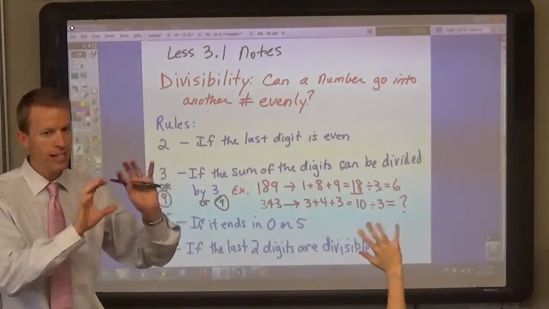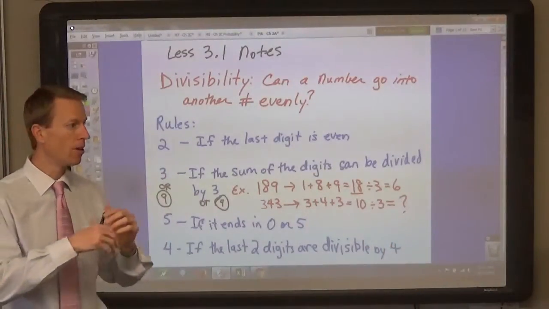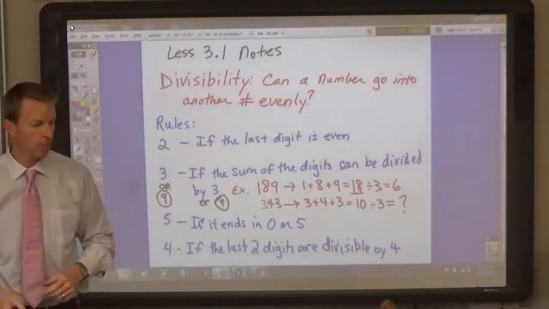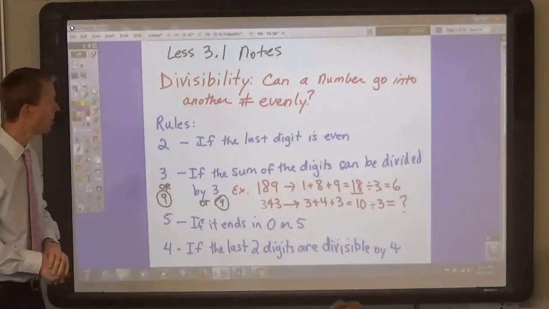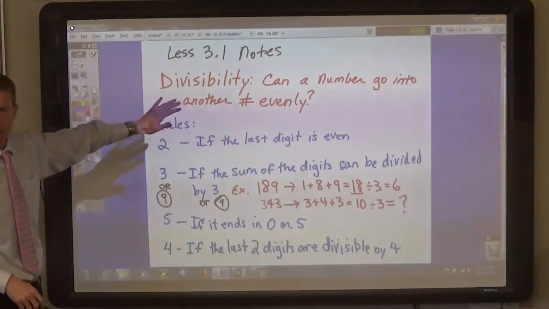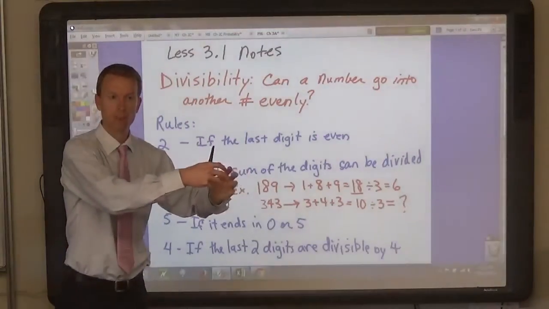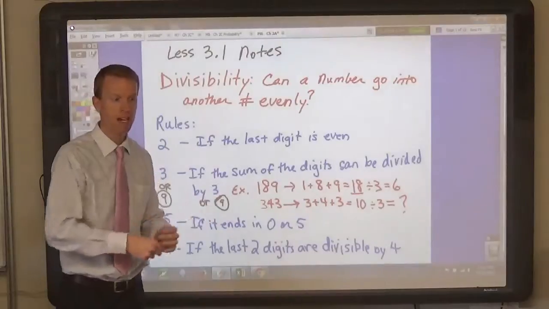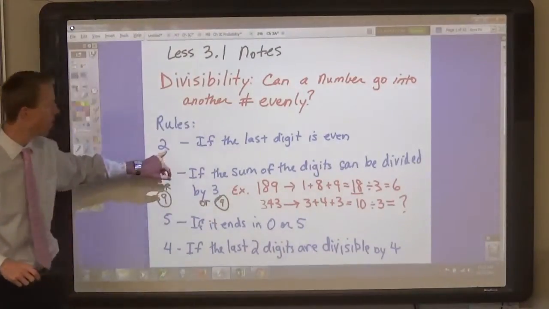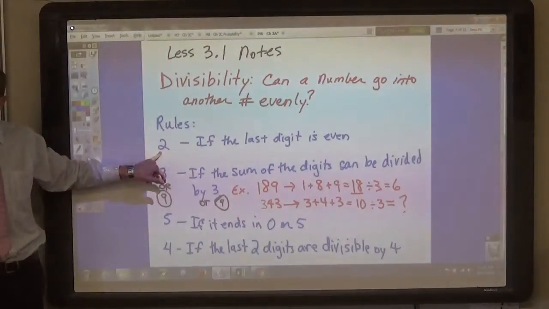Factors are like ingredients in numbers. And the number is called a multiple if it can be divided by something. So, we'll talk about those terms a little bit later, but some of you may remember those terms from before. Factors make other numbers. Multiples are made up by numbers. So, these are the rules for a factor of 2, whether or not 2 can go into a number.